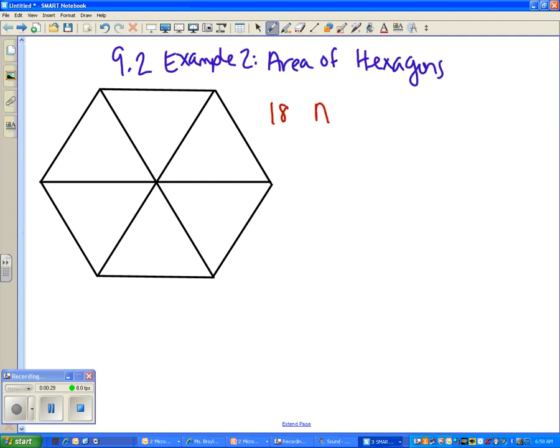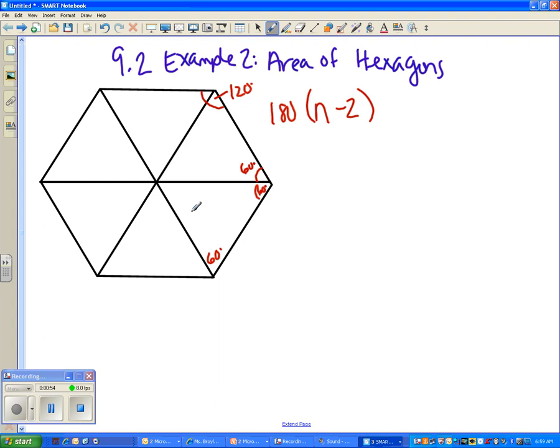Using 180(n minus 2), we can figure out that each angle in this regular hexagon is going to be 120 degrees. And then if we split that into 2, each angle is going to be 60 degrees. So now we know that each triangle is going to be an equilateral triangle, which is going to help us find the area of this entire hexagon.